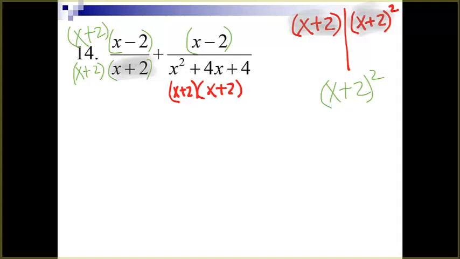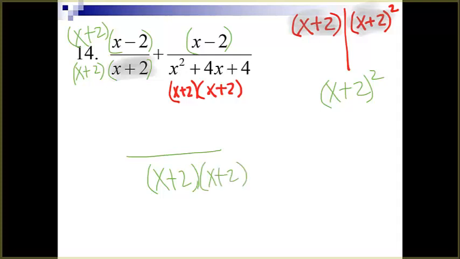So the bottom, you don't factor, or you don't FOIL out, so keep it as x plus 2 times x plus 2, or x plus 2 quantity squared. Actually, to make it easier for you guys, I'm going to put x plus 2 times x plus 2. You'll see why in a few seconds.